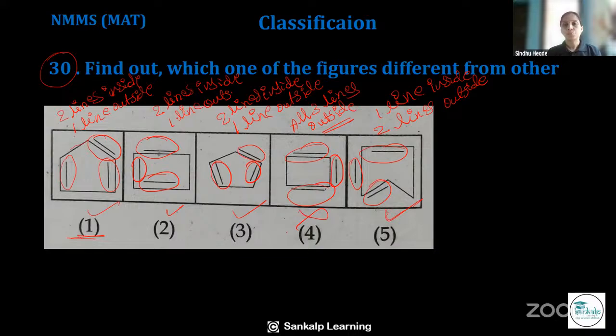Only the different one is the fourth one. It doesn't contain any single line inside the structure. All three lines are outside the structure. So here the different figure is figure 4. Answer is 4.